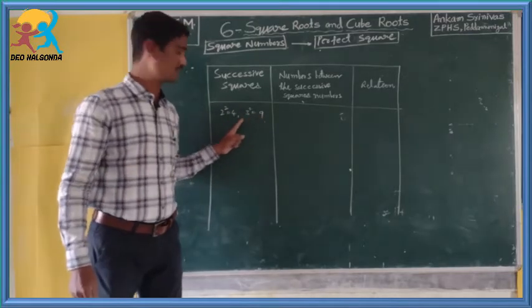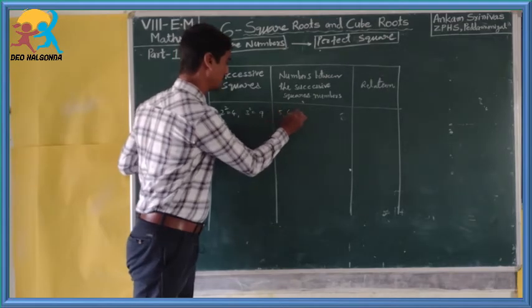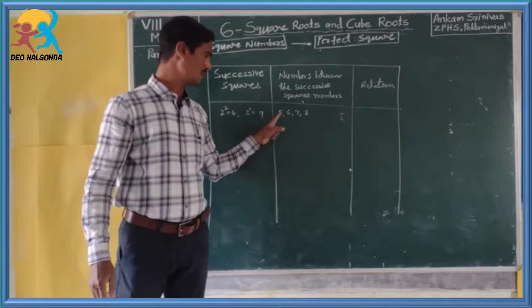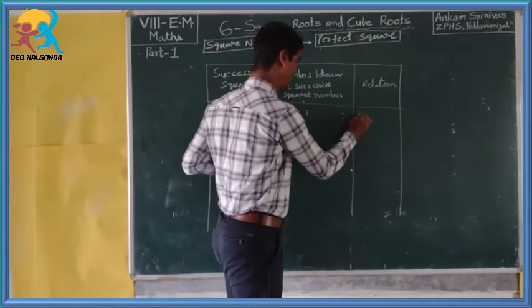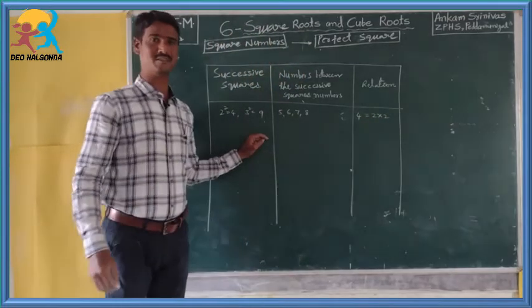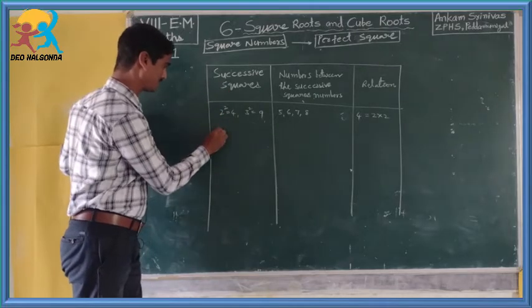What are the numbers between 4 and 9? 5, 6, 7, 8. How many numbers are there here? 1, 2, 3, 4. 4 numbers are there. 4 can be written as 2 into 2. Yes or no?